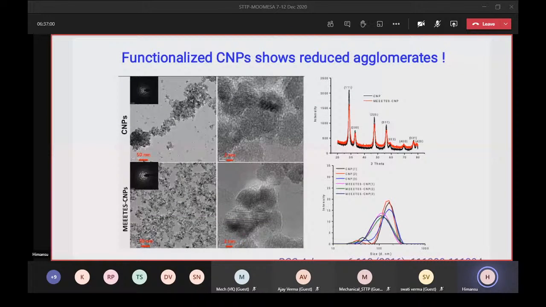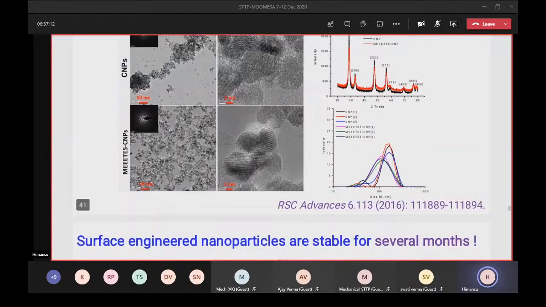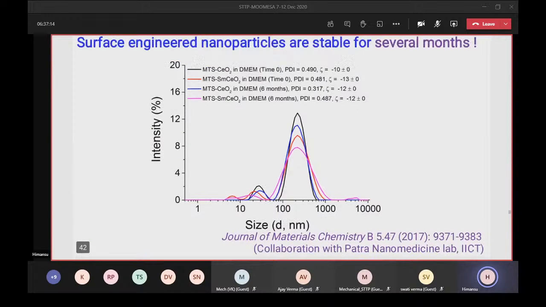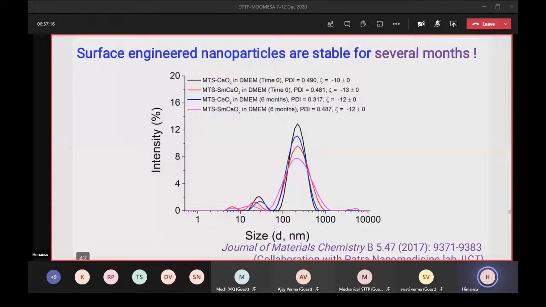cerium oxide nanoparticles are considered to promote angiogenesis. If you remember my past slide, I showed you some kind of scaffold also used for angiogenesis, correct? So we investigated the angiogenesis property, that means blood vessel regeneration property, and we published this paper in 2017 in Journal of Materials Chemistry B.